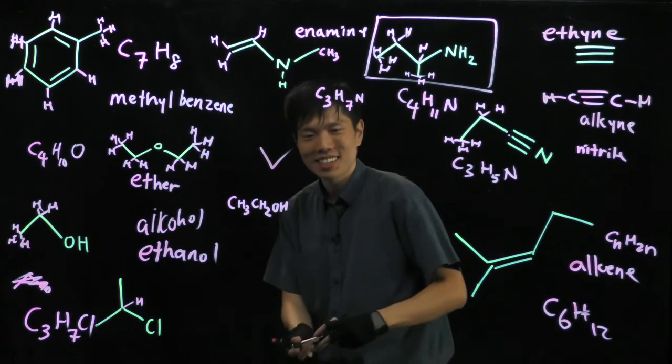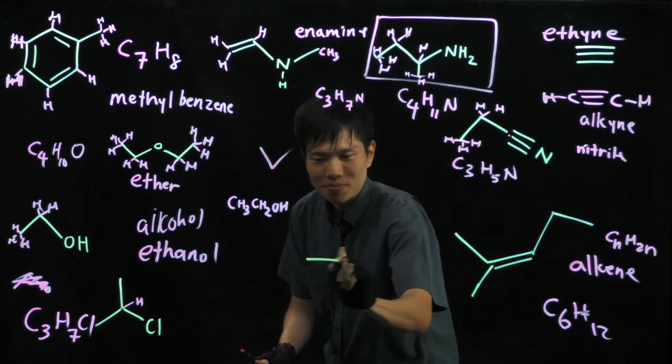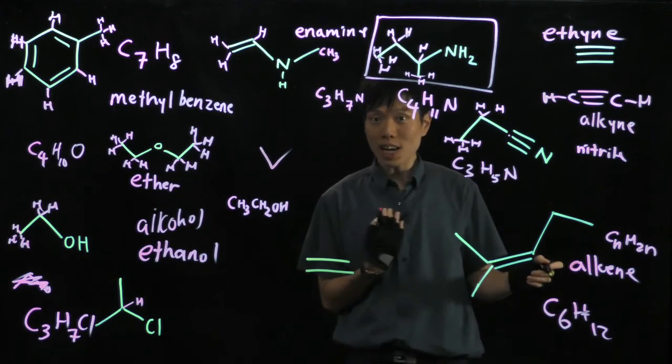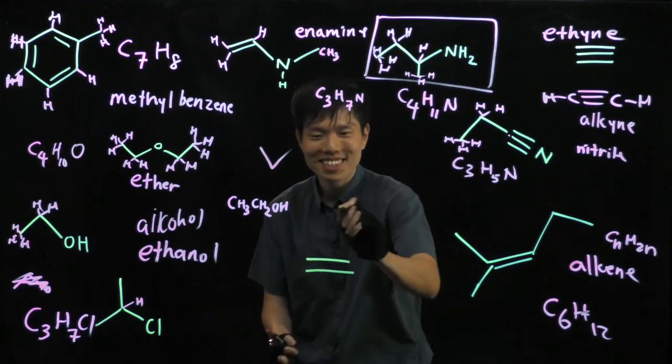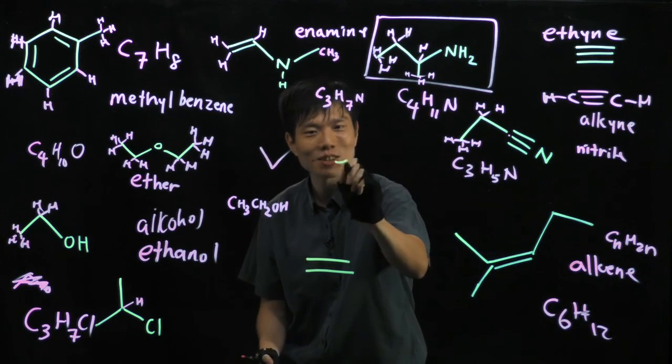So, let's do some math. An equal sign to us, or at least to me, this is a 2-carbon alkene, so ethene.